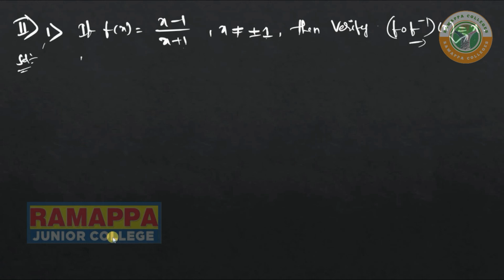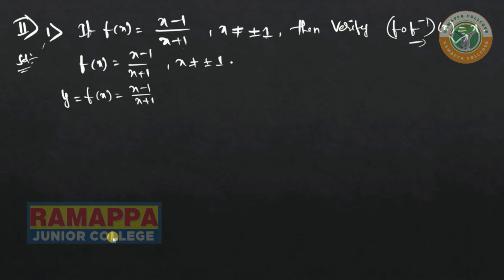So here is the solution. Given that f of x is equal to (x minus 1) by (x plus 1), and x not equal to plus or minus 1 is also given. So from this I am taking y is equal to f of x is equal to (x minus 1) by (x plus 1). So from these two terms, we'll get x is equal to f inverse of y, and also y is equal to (x minus 1) divided by (x plus 1).